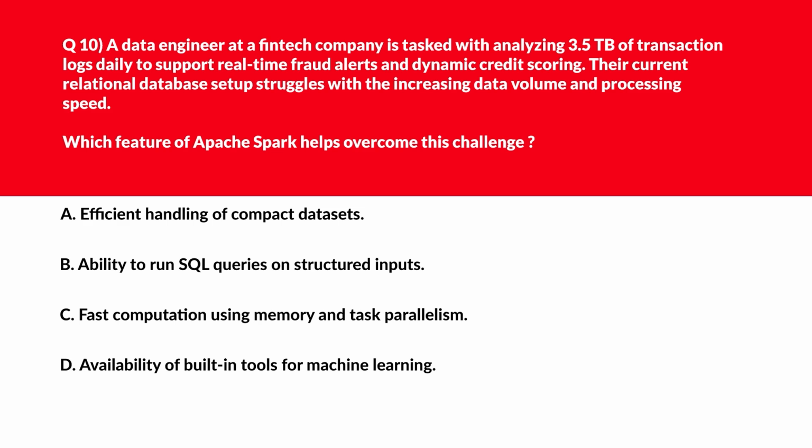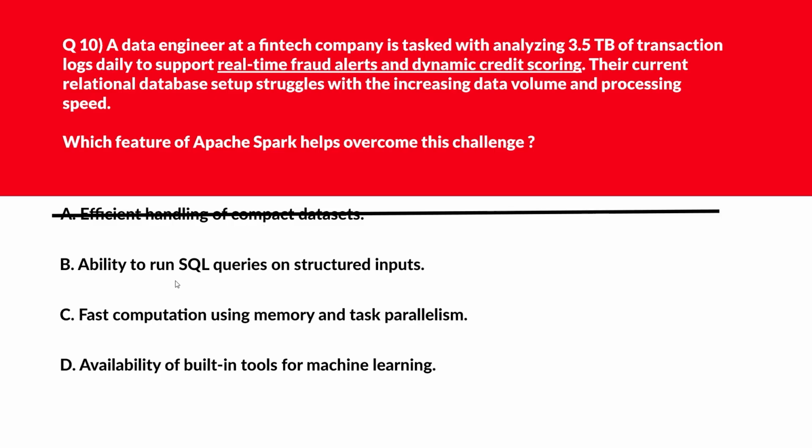All right. Now let's look at this. This is all about real-time fraud alerts and dynamic credit scoring. Option A says efficient handling of compact datasets. Small datasets doesn't reflect the scale of the problem. Hence incorrect. Let's move to B.